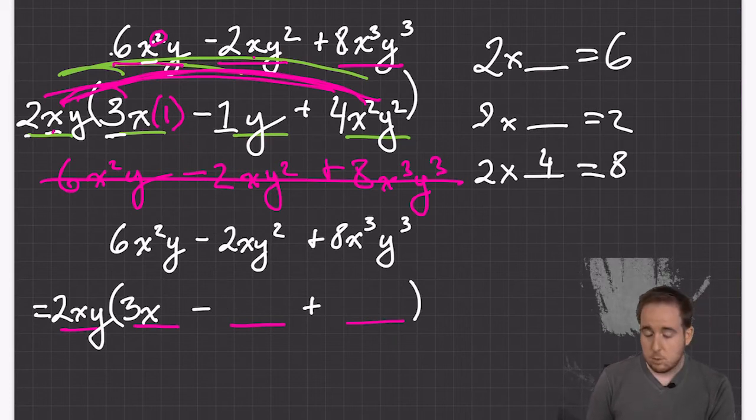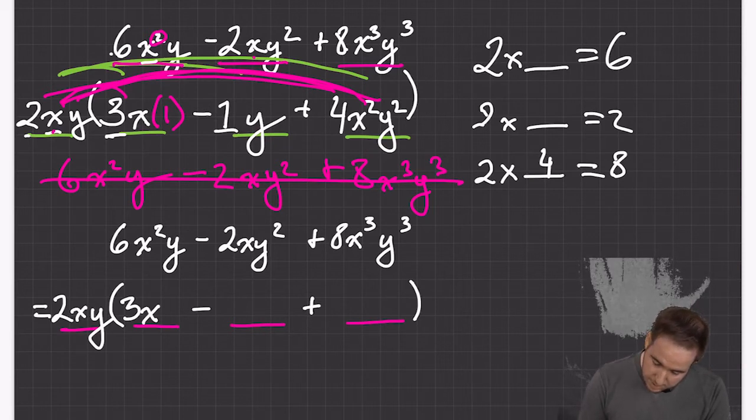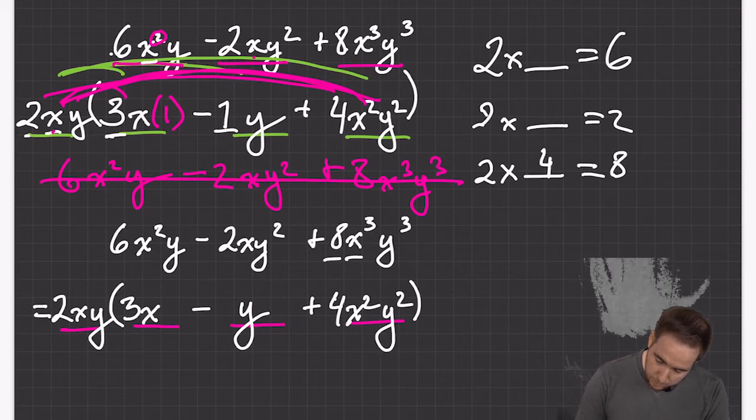2 times what is 2? 1. X times x doesn't, nothing needs to be there, and we just need 1 y. And the same thing, 2 times what is 8? 4. X and another 2 x's will make x cubed, y and another 2 y's will make y cubed.